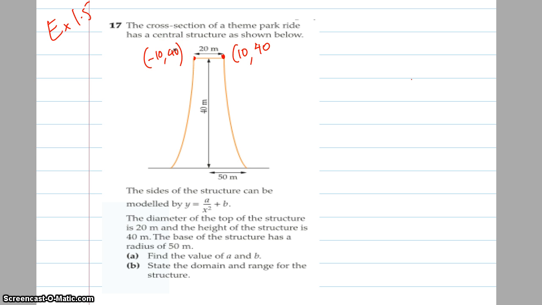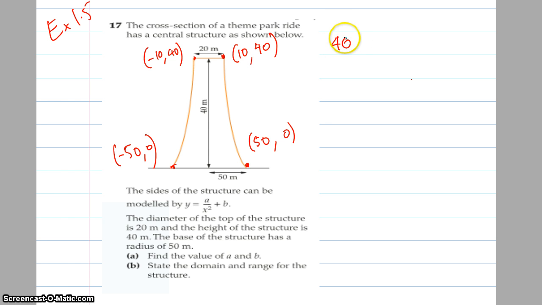I can also get this point as well, negative 10 and 40. And at this point here, the y value will be 0, and the x value, the distance from there to there, is 50. This one could also be negative 50 and 0. Now I only need two pieces of information to work out what A and B are, because there are only two unknowns in the equation. So I can put both of these into this equation and I should get the right answer. I'll give that a go now.